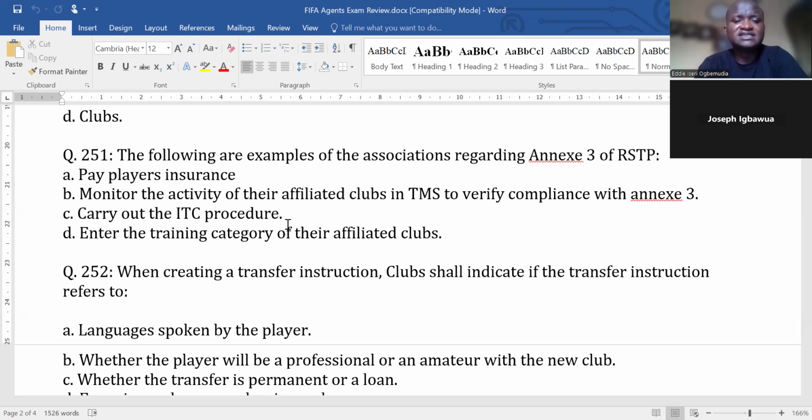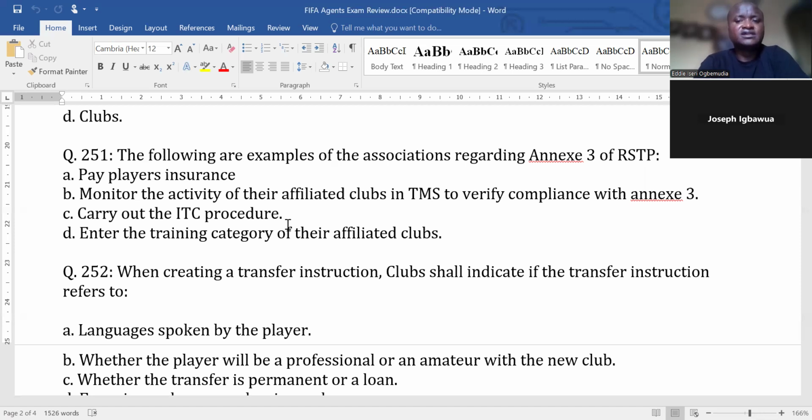So what it means is that if a player who was formerly registered in Nigeria is now joining another club in Ghana, then they should deregister him from here and move his registration to Ghana so that the history will be there that, okay, at a time he played for Nigeria till October 25th. Then on the 26th of October, he started a new career with the Ghana club. So that is the essence of the ITC.